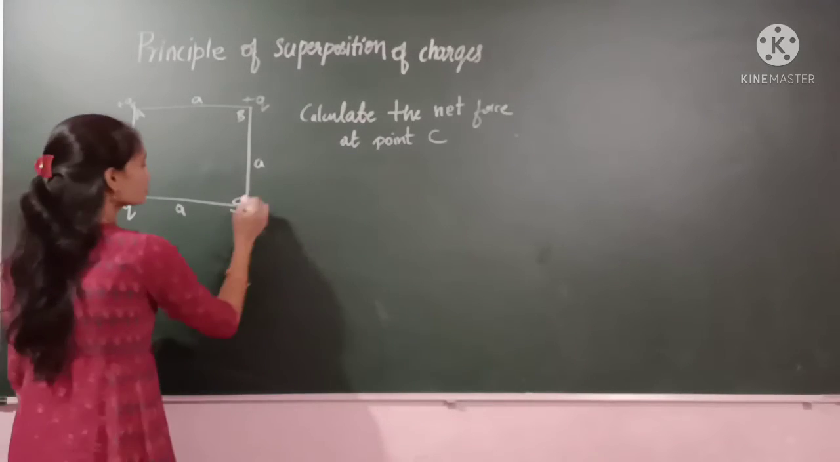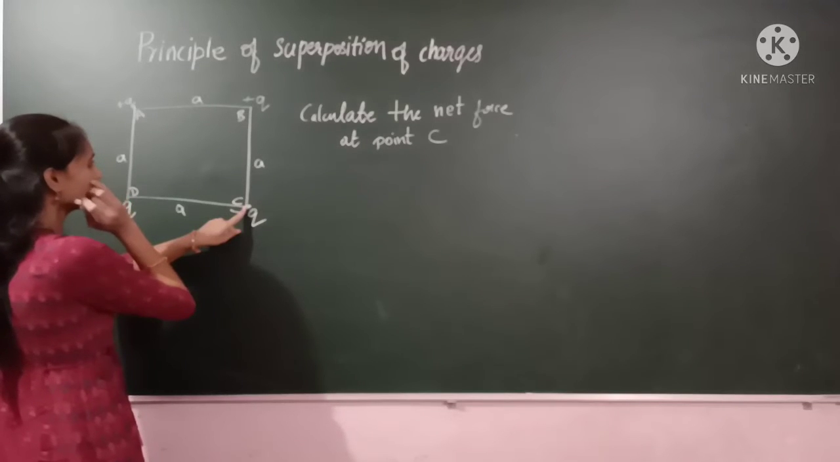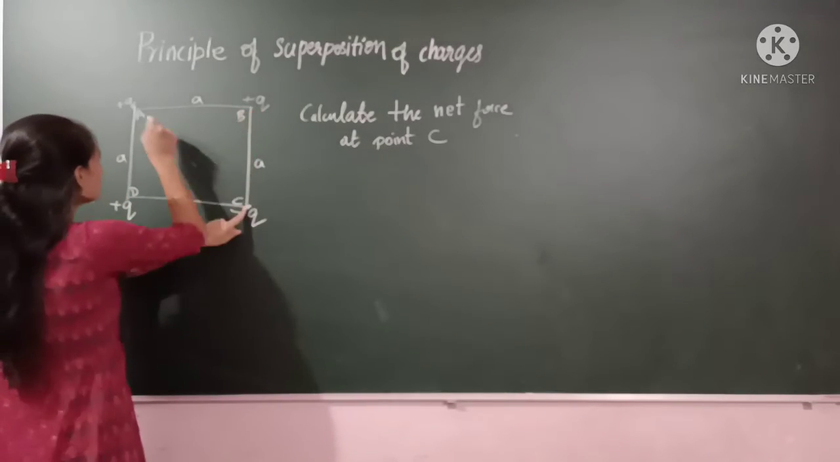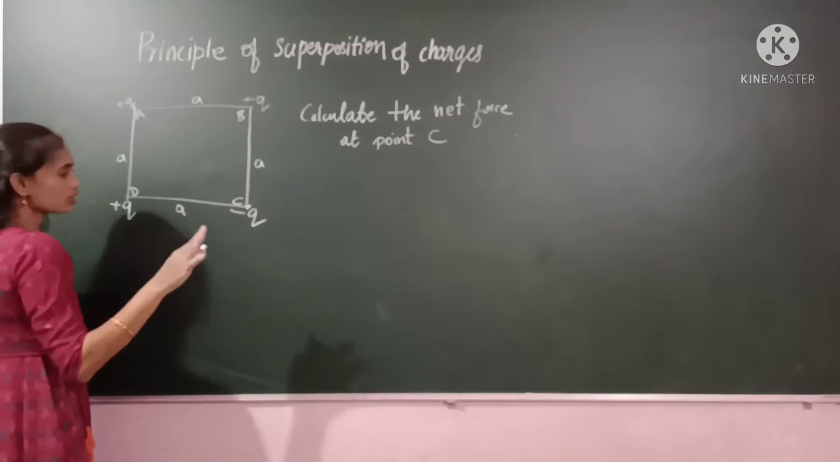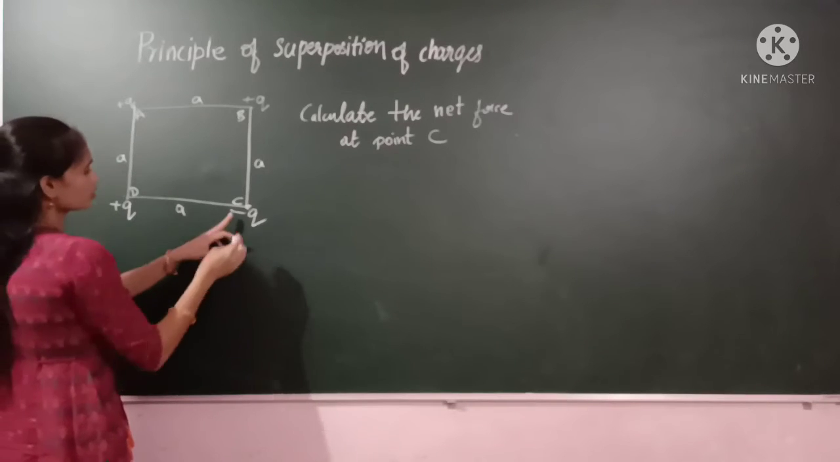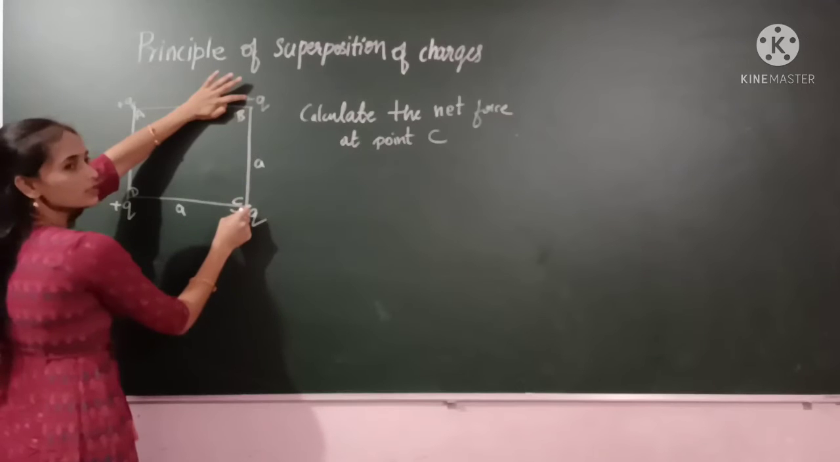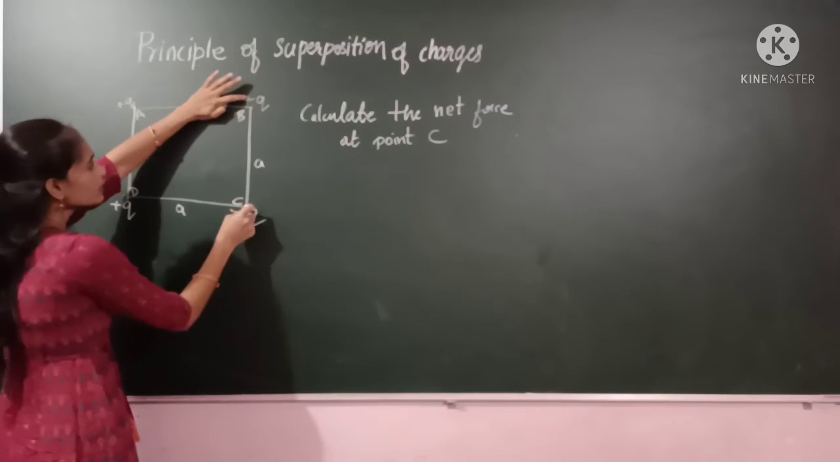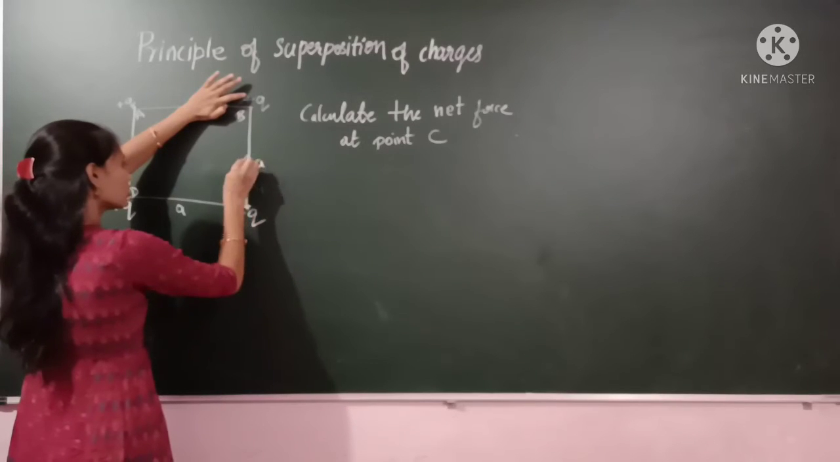So now here this is the C charge. On this C, how many forces are acting? B is also acting, A is also acting and D is also acting. So here three charges are applying force on this charge. How to calculate the net force? Consider these two charges, plus and minus. They will attract, which means the direction of force will be like this.